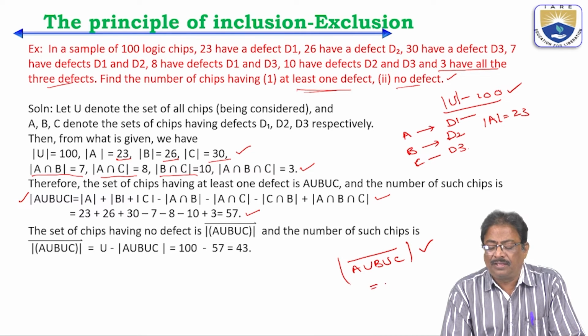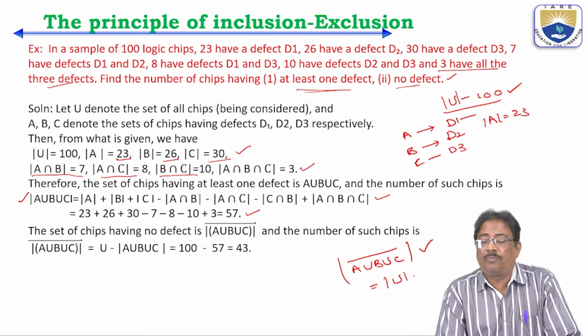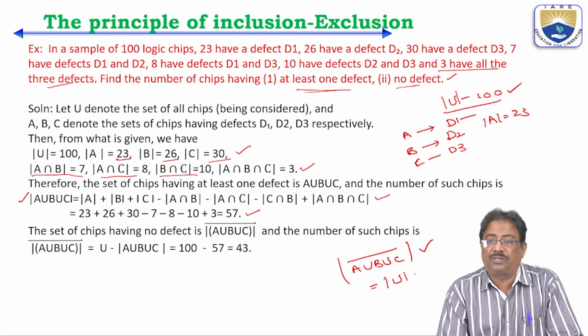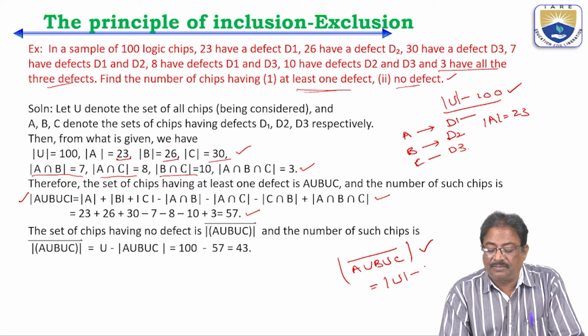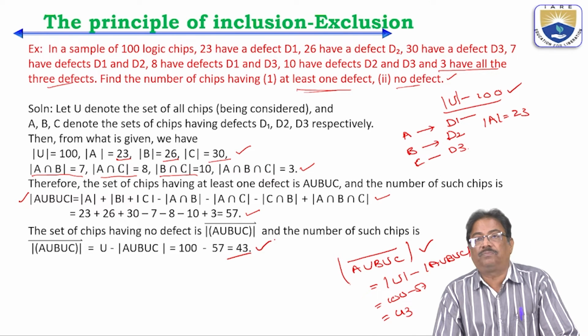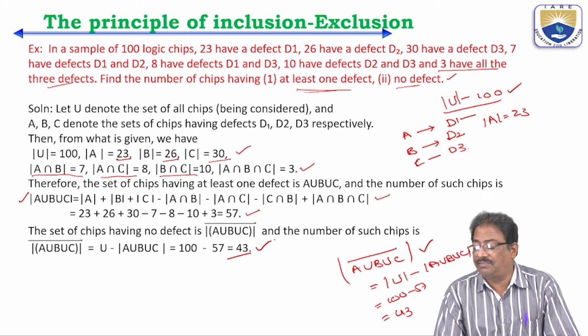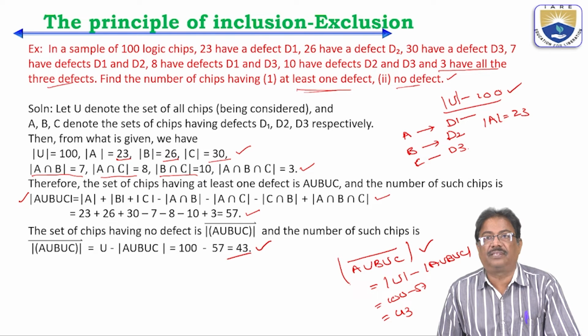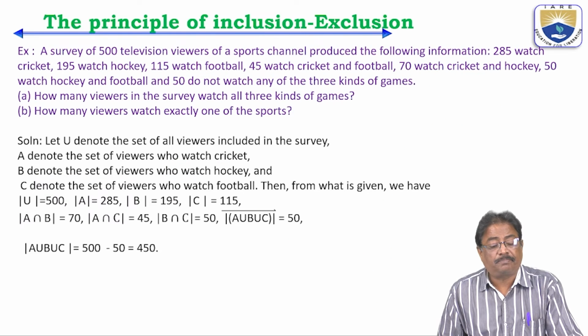So it is nothing but the universal set, the total number of chips in the sample, minus A union B union C. This is already calculated. So this is 100 minus 57, which is equal to 43. 43 chips are there which do not have any defect.